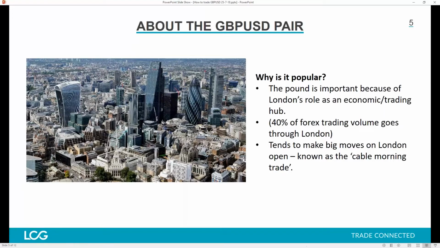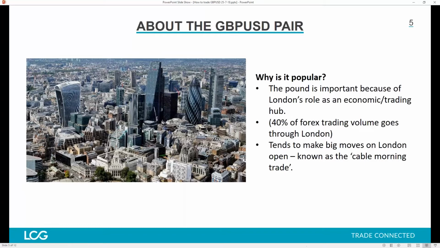It tends to make big moves on the London Open, known as the cable morning trade, or a few different other names as well. But in general, the pound can be quite explosive, particularly for breakouts.